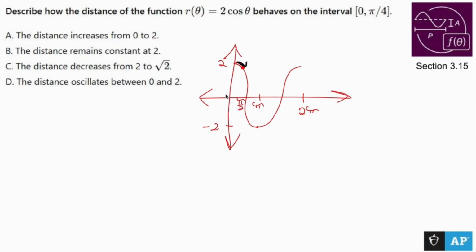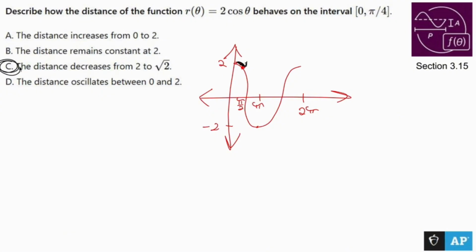So viewing this as a polar coordinate, if my dot is moving closer to the x-axis, that means my distance decreases. And so it's going to decrease from 2 to, I guess, root 2.